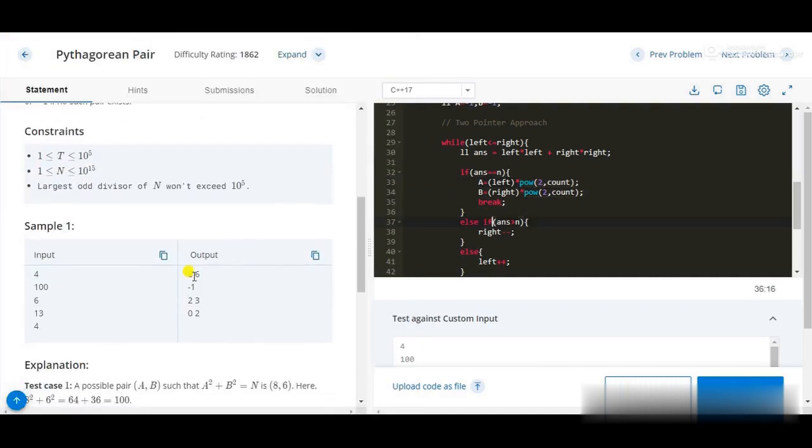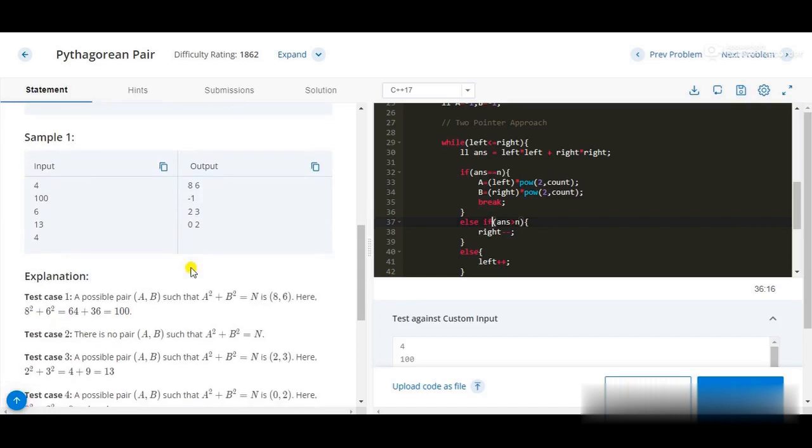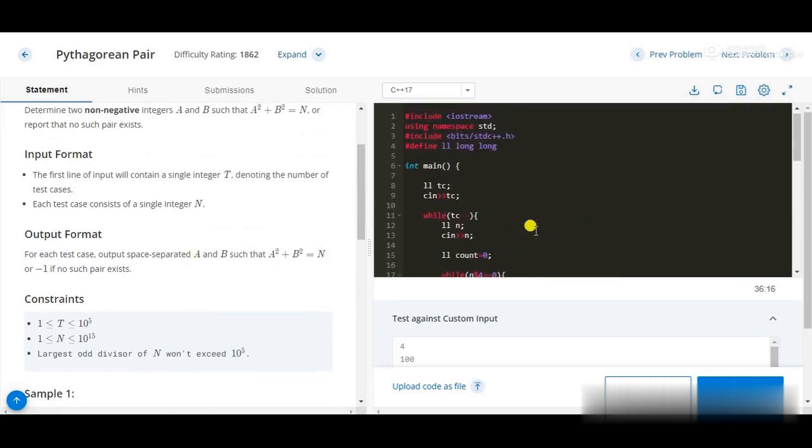And here we can see that there are four test cases that they have given: 100, 6, 13 and 4, and the answer is 8 and 6. As we know that there can be multiple pairs that can exist. It can be 0, 10, it can be 8, 6. Anything can be the answer. So there are multiple answers possible for the number n. This is our approach for solving this problem.